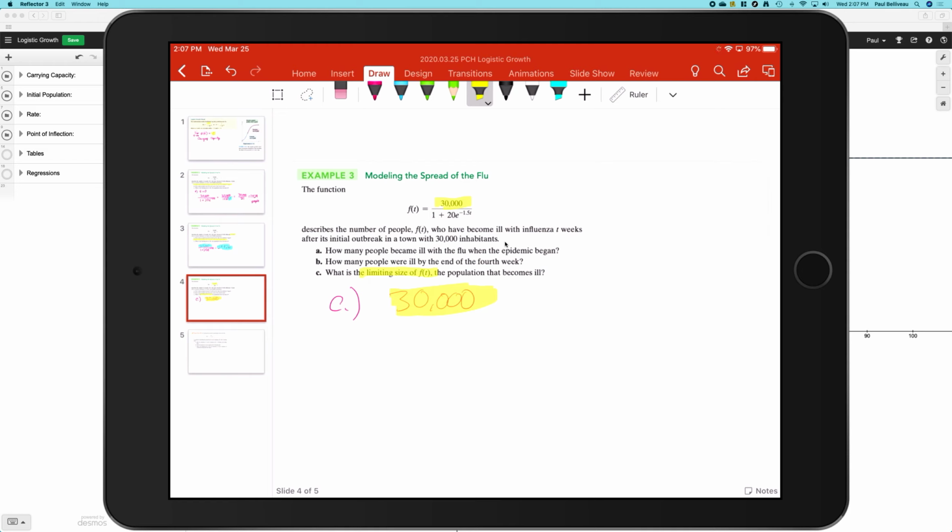This book sticks pretty much to these uses of it. You don't have to go searching for the point of inflection. That's a little different. But we'll do one more of these just to make sure it's clear.